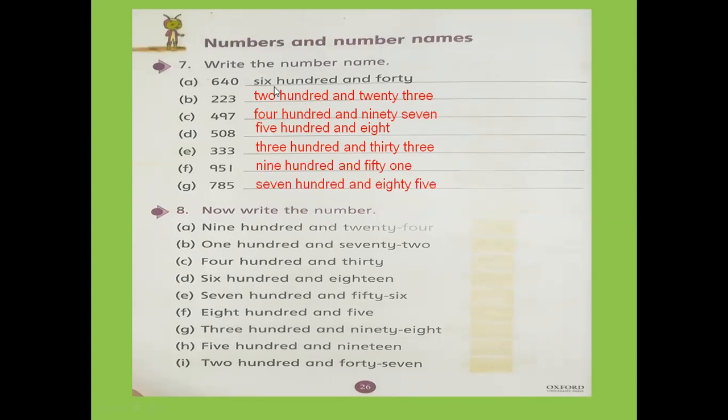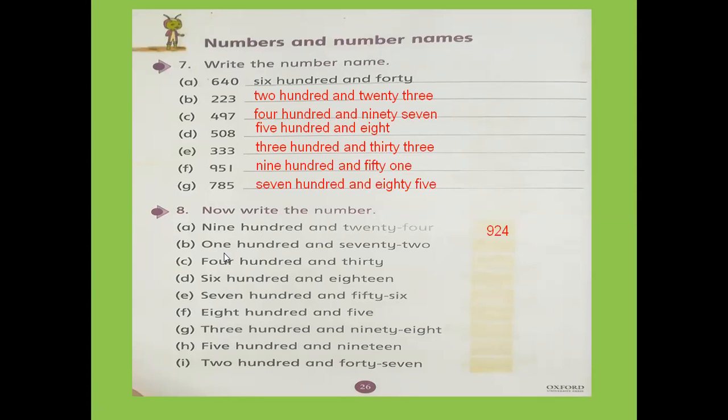Okay. So these numbers are given, and you will write the names of the numbers. And question number 8, now names are given and you will write the number. This is the opposite. Okay. Nine hundred twenty-four. 924. So you write 924.